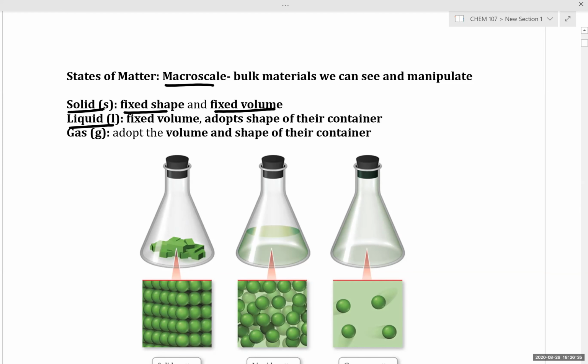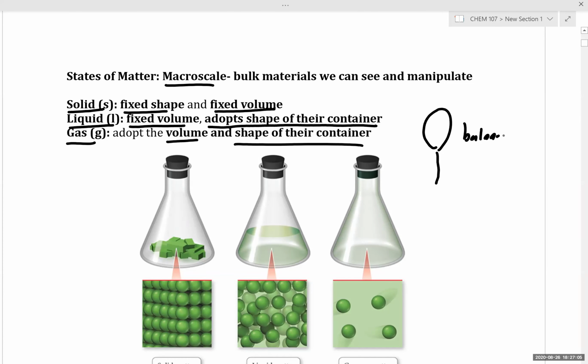Liquids, such as a glass of water, have a fixed and defined volume, but liquids will adopt the shape of their container. We can pour liquids into different containers and their shapes will change. Gases are unique in that they adopt both the volume and the shape of their container. For example, you can take a gas and put it in a balloon, and the gas is adopting the shape and volume of the balloon container.